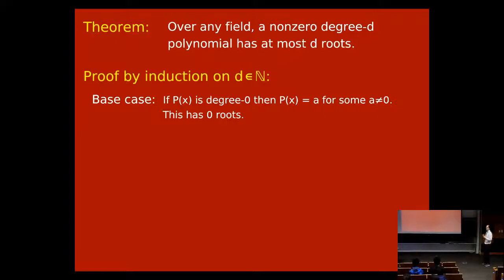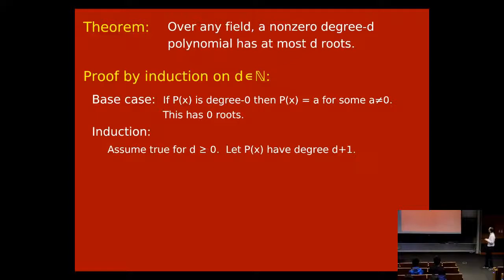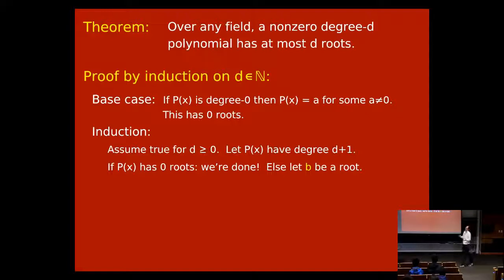We actually also did the next case, d equals 1, a couple slides ago. But anyway, we'll just start our induction now. So let's assume that this theorem is true for d. And now we're going to prove it for d plus 1. So let p of x have degree d plus 1. There are kind of some cases here. If p of x happens to have 0 roots, it could happen, then we're done. 0 is less than or equal to d plus 1. That's a bit lucky. Otherwise, it has at least one root, and let's call it b. In other words, p of b is 0.